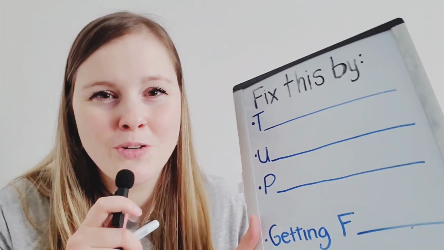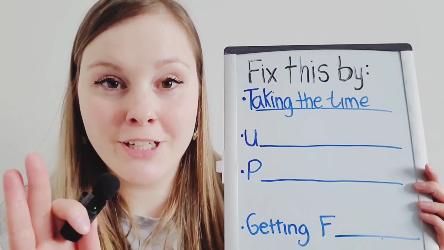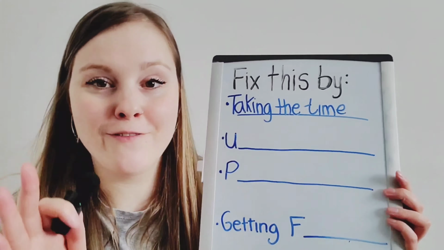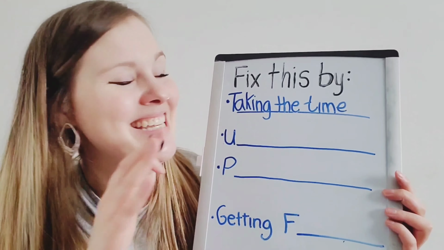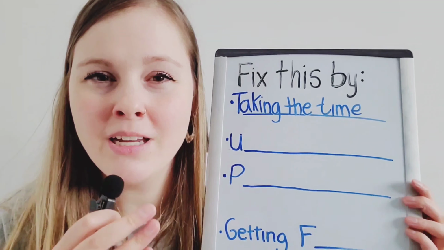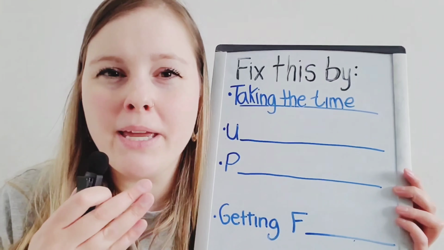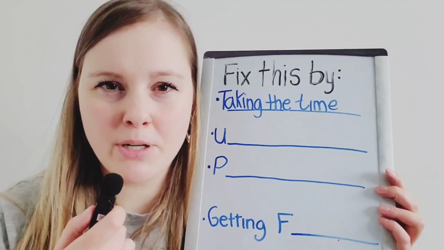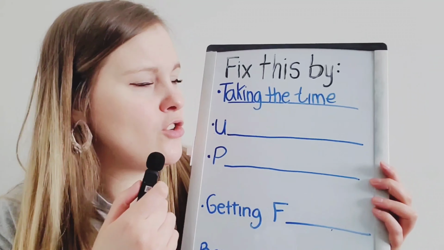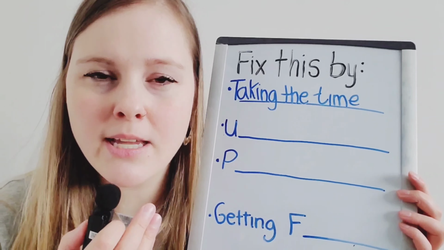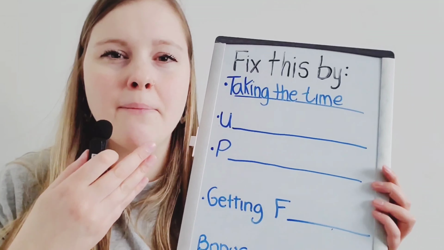So the tips to fix this and improve this. The first way you can fix this is by taking the time to pronounce those sounds and to really be intentional to properly pronounce those sounds. And sometimes you may feel like you're exaggerating those sounds just because you're trying to develop that habit.